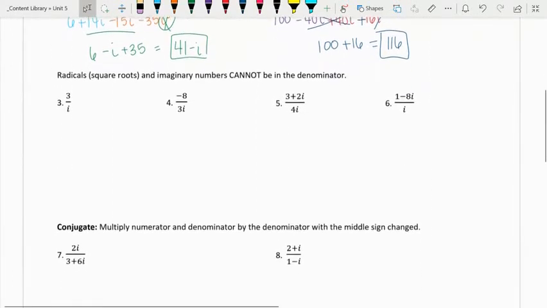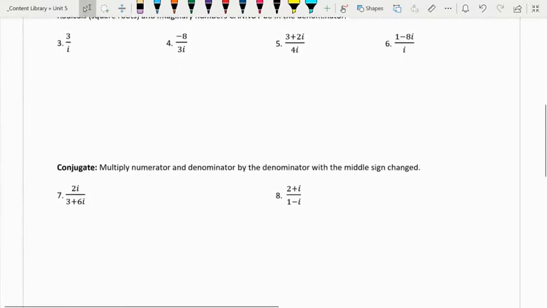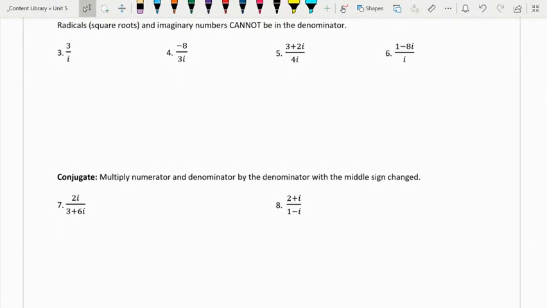All right, so the next one, radicals. If you remember radicals and whenever we had fractions with square roots, you can't have them in the denominator. Same thing is happening here. When you have an imaginary number, you cannot have an i in the denominator. So we're going to have to get it out. And the way to get it out is to multiply by it in the numerator and the denominator. So what I mean by that is if you look at number 3, we're going to multiply by i over i. The reason why we could do this is because i over i is actually 1. So you're multiplying by 1, you're just making it look different.